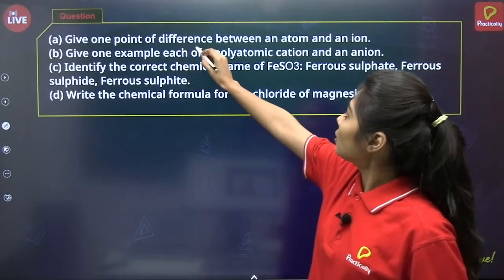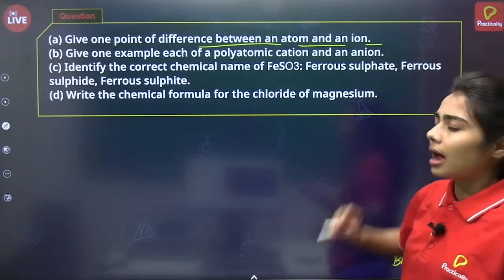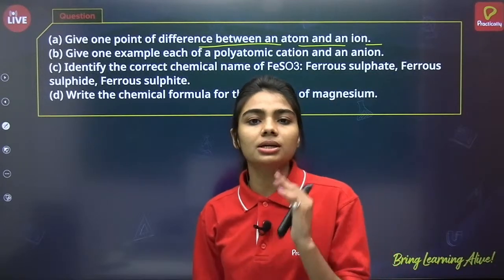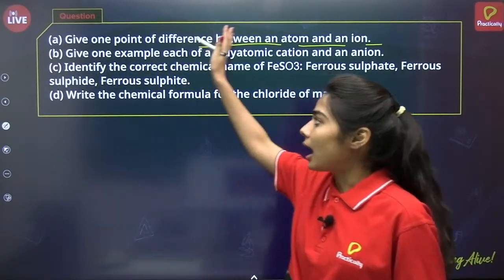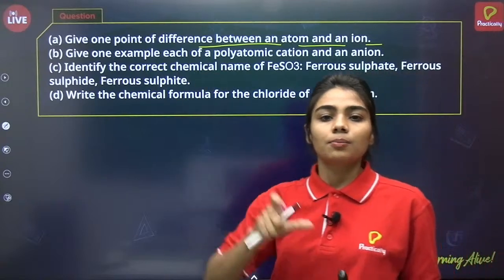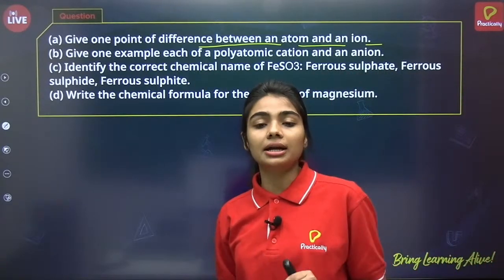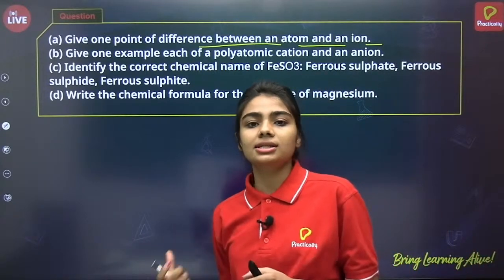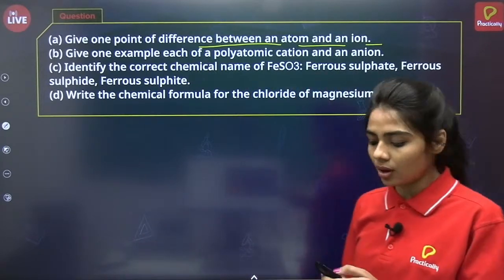Give 1 point of difference between an atom and an ion. An atom does not contain any charge, while an ion does. An ion contains a positive or negative charge. If it carries a positive charge, it is termed a cation, and if it carries a negative charge, it is an anion.